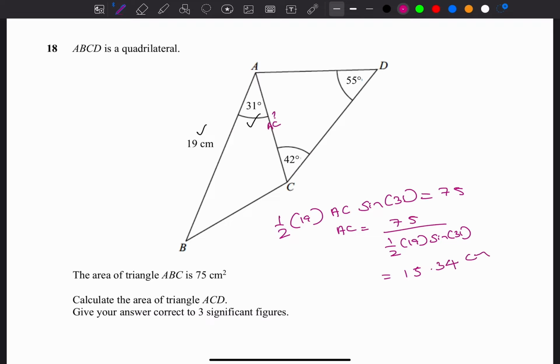So it will give you 15.34 centimeters. I'll do it to 2 decimal places, better.